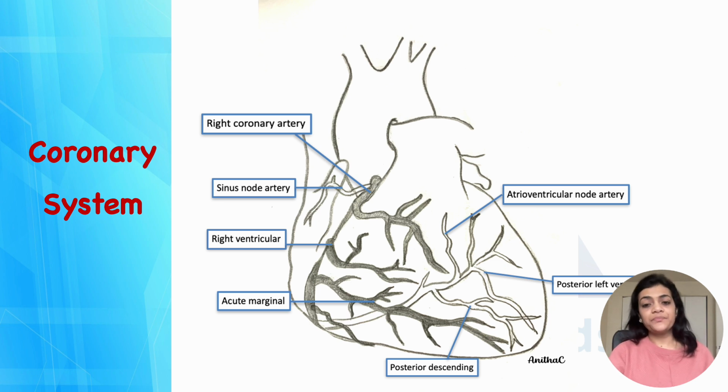atrioventricular nodal artery. There are anatomical variations in the coronary system that one can differentiate as right dominant and left dominant coronary system. This is based on the artery that supplies the inferior wall of the left ventricle. Now, for example, in this, the posterior descending artery or the PDA comes from the right coronary artery, which means this is a right dominant system. There may be cases when the PDA can arise from the circumflex artery, which is called the LPDA, and that becomes a left dominant system.